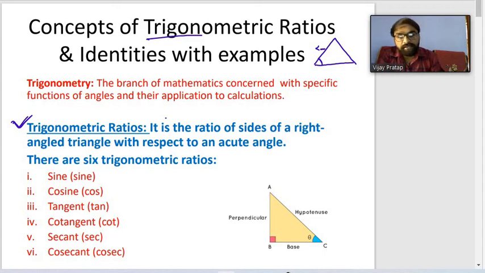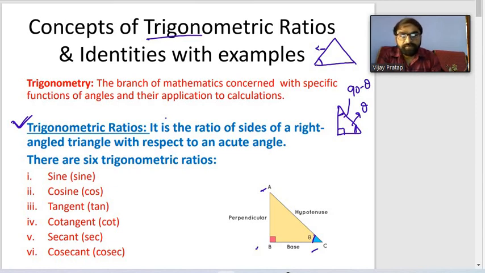This is a right angle triangle ABC, and this is angle theta. Theta means this is an acute angle. In this triangle there are three angles. One angle is 90 degrees and the sum of the other two angles is 90. If we take this angle theta, then the other will be 90 minus theta, and both angles will be acute.